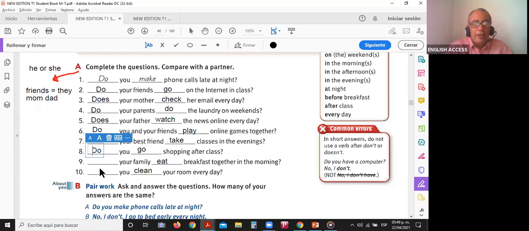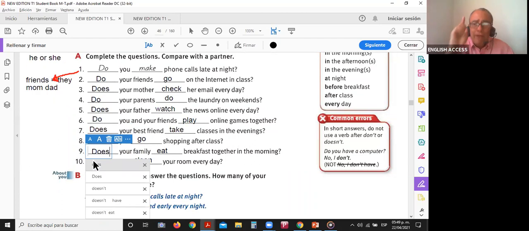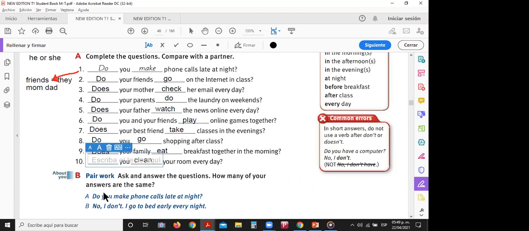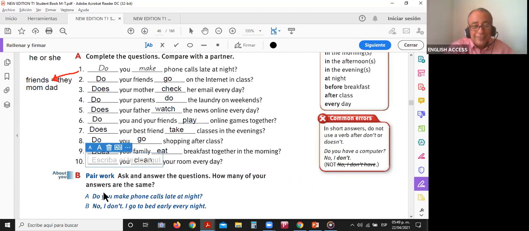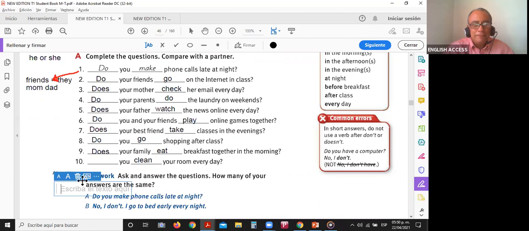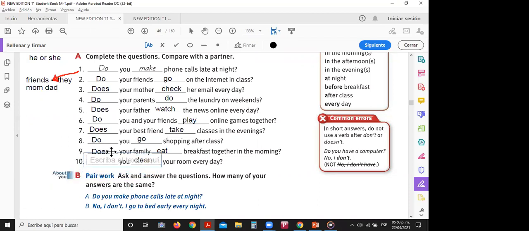Carolina, number 9. Your family. Does. Very good, Carolina. In this case, it is one family. Does your family. Very good. And finally, 10. What about this, Antonio? Do or does? Does. Check number 8. Is it do? Do, Antonio? Yes, it's do. Do you?